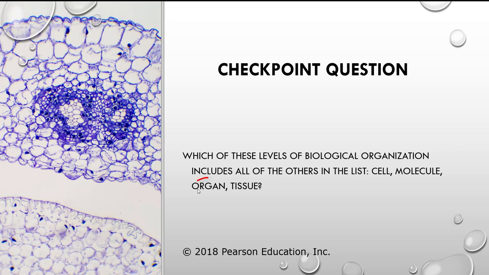If you said organ, I would agree with you. So if you recall, the organ contains tissues, and the tissues contain cells, and the cells contain molecules. So the organ is the most inclusive because it contains all three of these. Right?